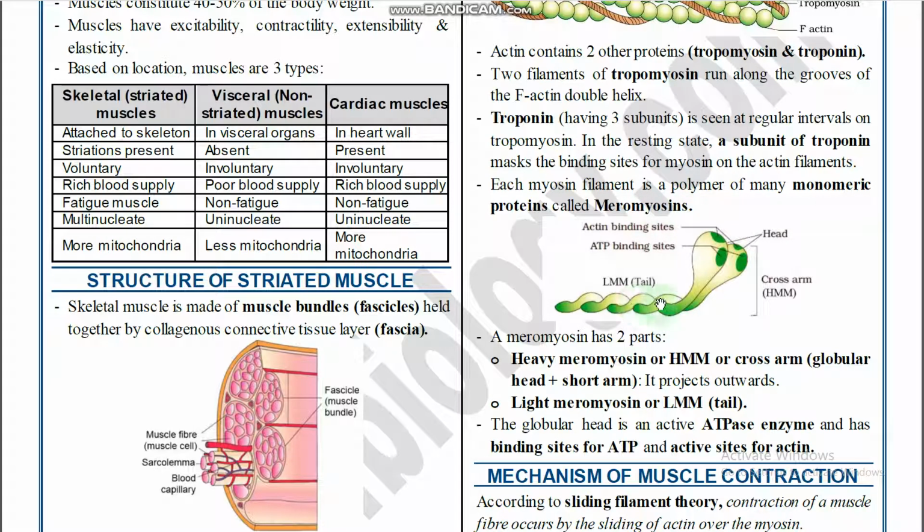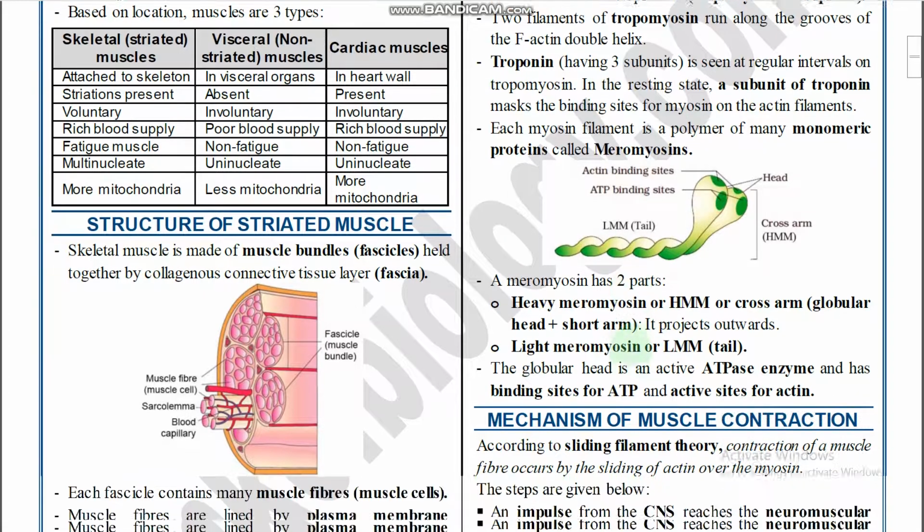These meromyosins are of two different types, HMM and LMM. Meromyosin has two parts: heavy meromyosin, HMM, and light meromyosin, LMM. Heavy meromyosin is also called the cross arm. This anterior portion of the myosin is called heavy meromyosin, and the remaining tail portion is called light meromyosin. From here to here is heavy meromyosin, and this region is LMM, light meromyosin, or the tail.